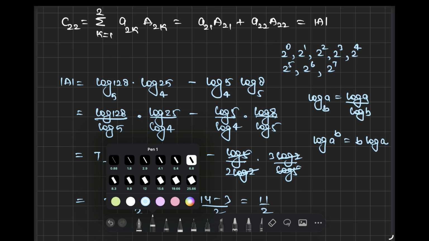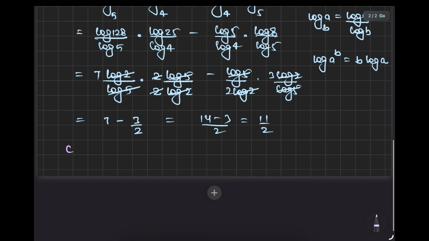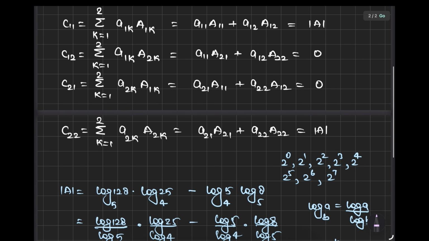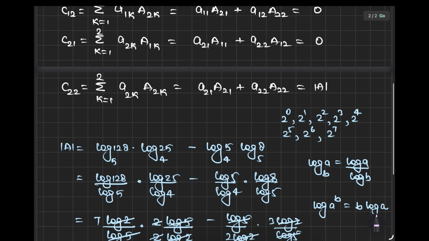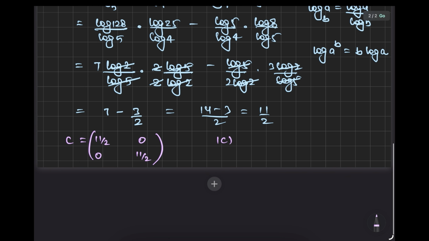Now we have to write down the matrix C. So matrix C is what? First element is determinant A, 11 by 2. Second element is 0. Third element is 0. Again the next element is determinant A. And you need to find out 8 times the determinant of C. So first focus on the determinant of C. So it is 121 by 4, and they are asking you to go with 8 times, so it is 2 times 121, so it is 242. Hence the required answer is 242.